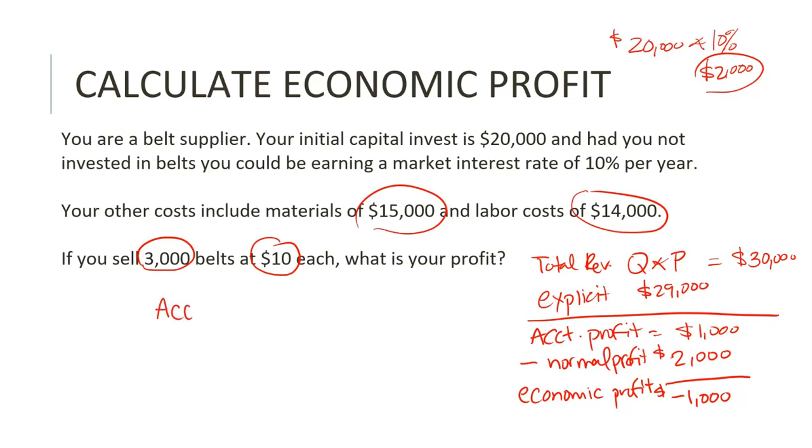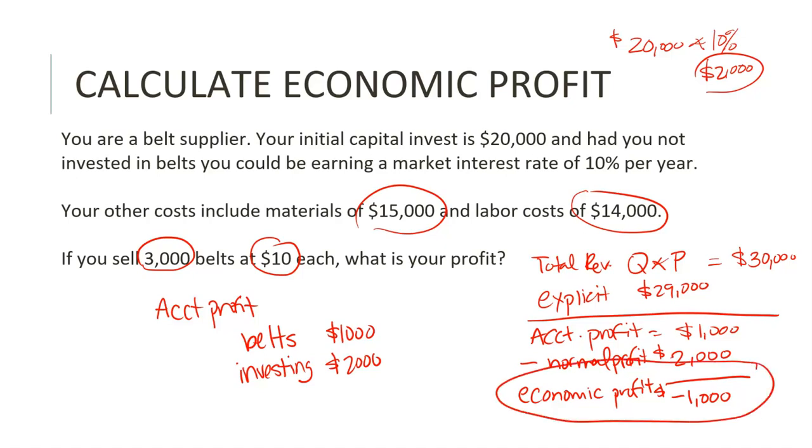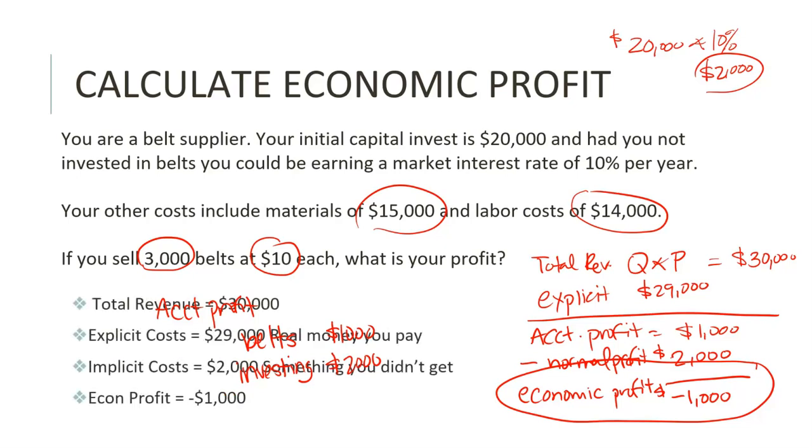And so if you compare the accounting profit, we see the accounting profit for belts is $1,000 and the accounting profit from just investing in the market is $2,000. So it would be better to invest in the market. You're going to make more money than investing in belts. And so we can see that from our economic profit of negative $1,000 for belts. That means don't do belts. You should go do the other thing. Okay, so total revenue, explicit costs, implicit costs, and economic profit.